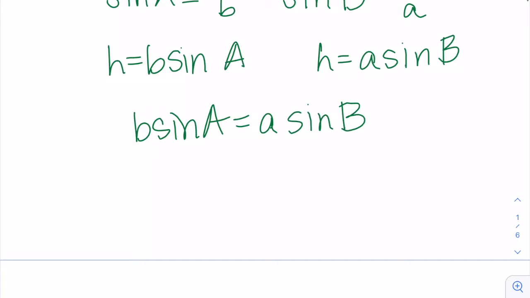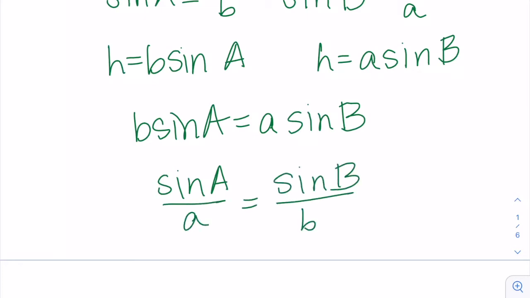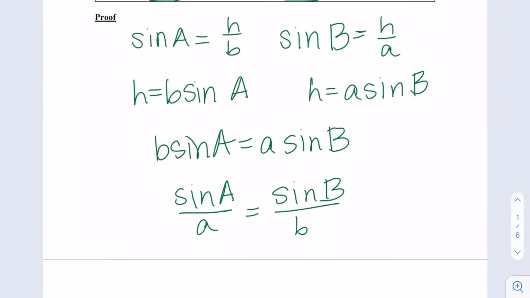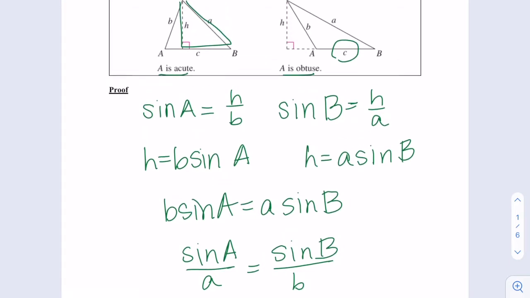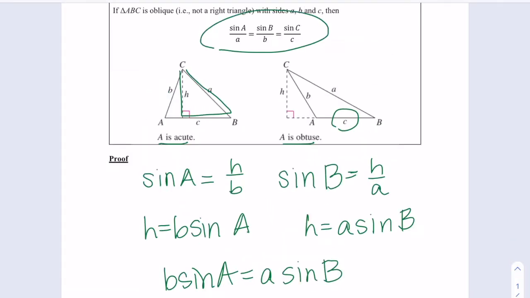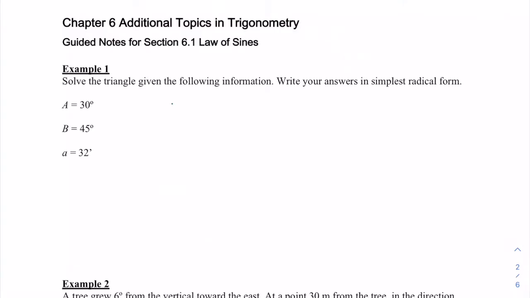If we divide both sides by A and divide both sides by B, we'll have the proportion sine of A over A equals sine of B over B. We can continue that again to find the ratio for C. It's the same, sine of C over C. So we have a statement of proportionality, and it could be written the other way too. We can write A over sine of A equals B over sine of B equals C over sine of C.